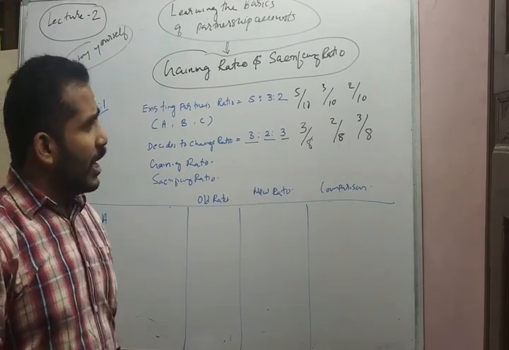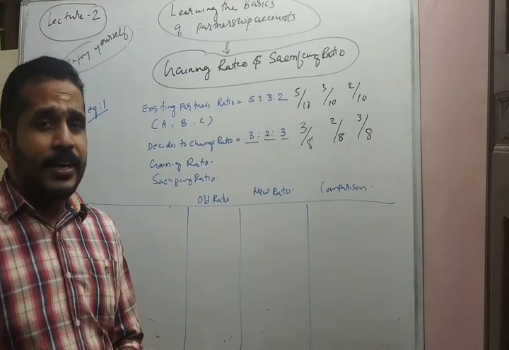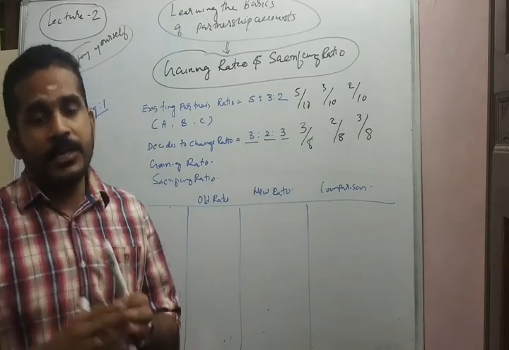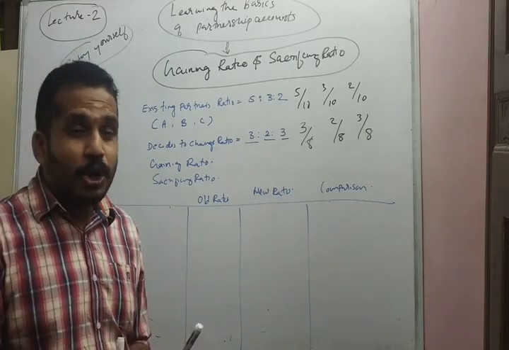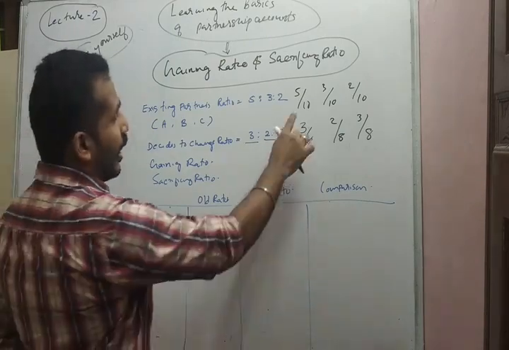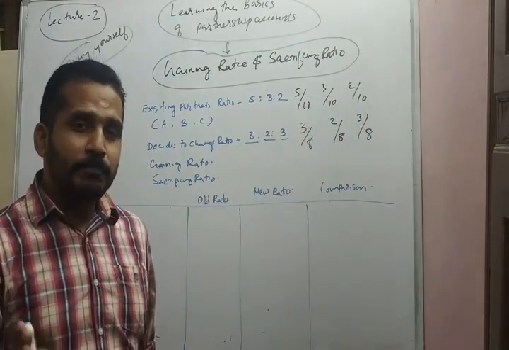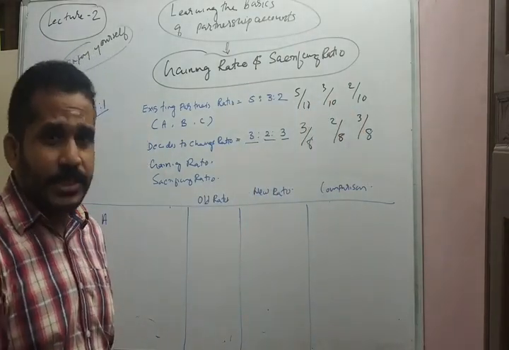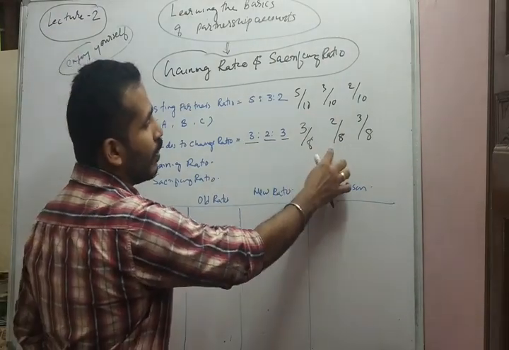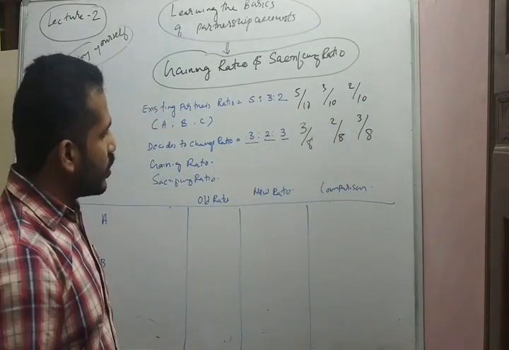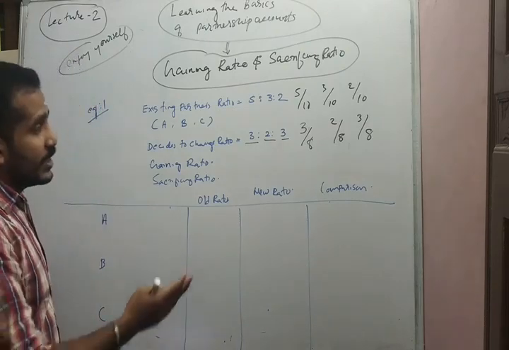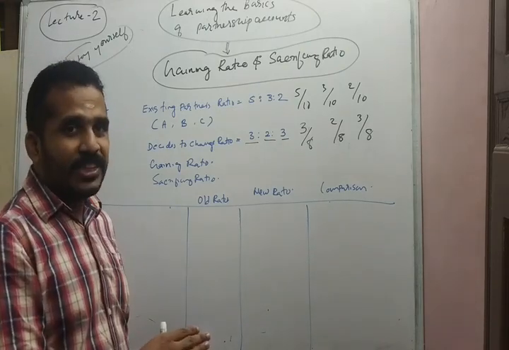At the beginning of my first session, I already explained how to deal with the problem. You should critically analyze and examine the content of the problem in order to achieve its objective. While analyzing, we have seen 5 by 10, 3 by 10, 2 by 10 is the existing ratio, and the future ratio is decided as 3 by 8, 2 by 8 and 3 by 8. So let us see what the gaining ratio and sacrificing ratio are. Let us compare the old ratio with the new ratio.